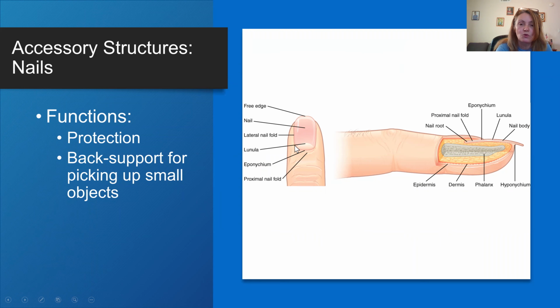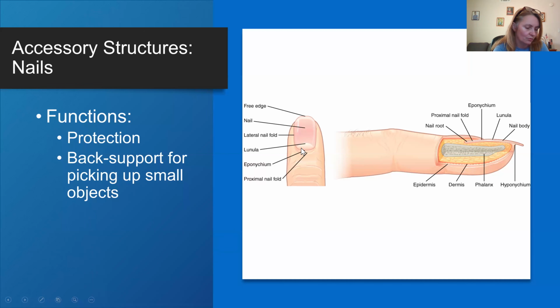What else? You also have a lunula, the whitish part on your nail. And this is because you don't have any blood vessels underneath this part of the nail.